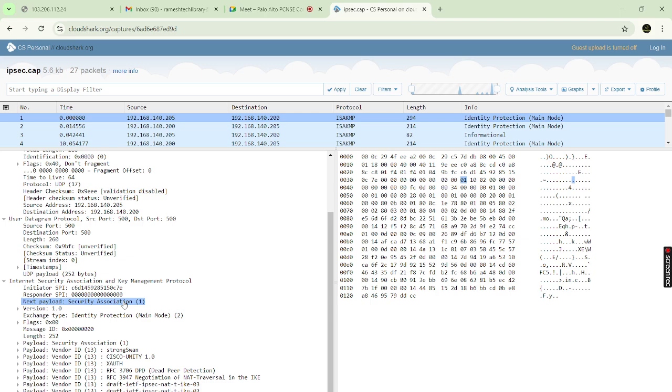It is showing as a security association, where collectively all the parameters together we call a security association. And what is the exchange type? It is main mode. Main mode, in the sense that by default it will take main mode only, between site to site.